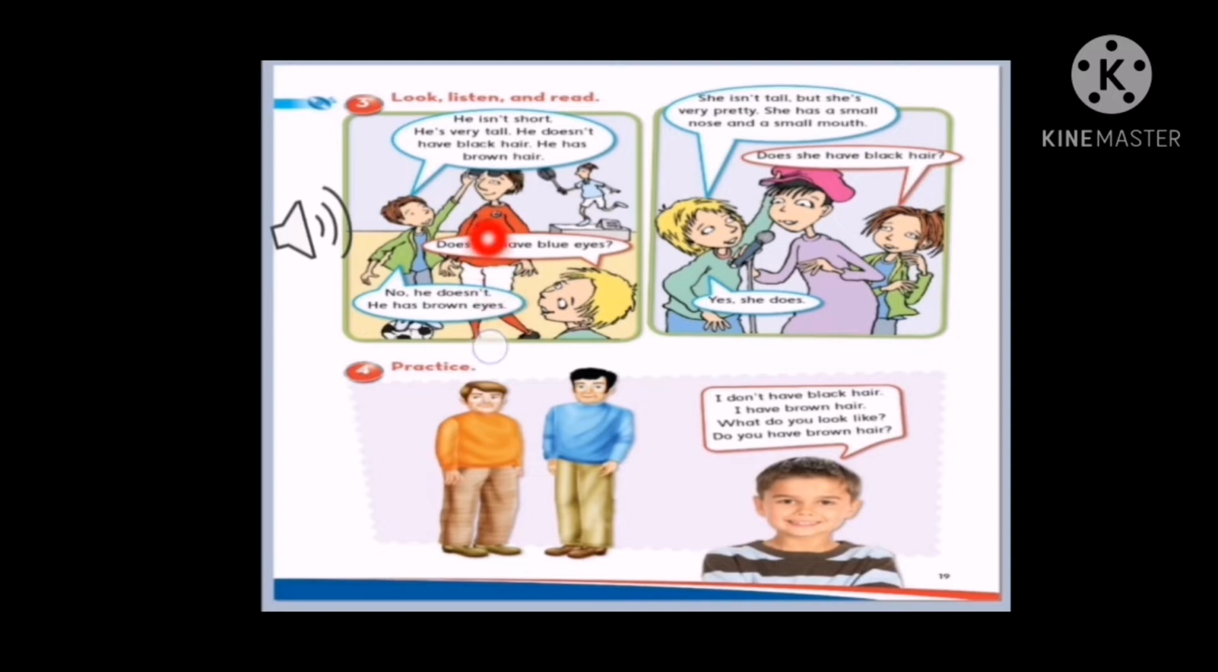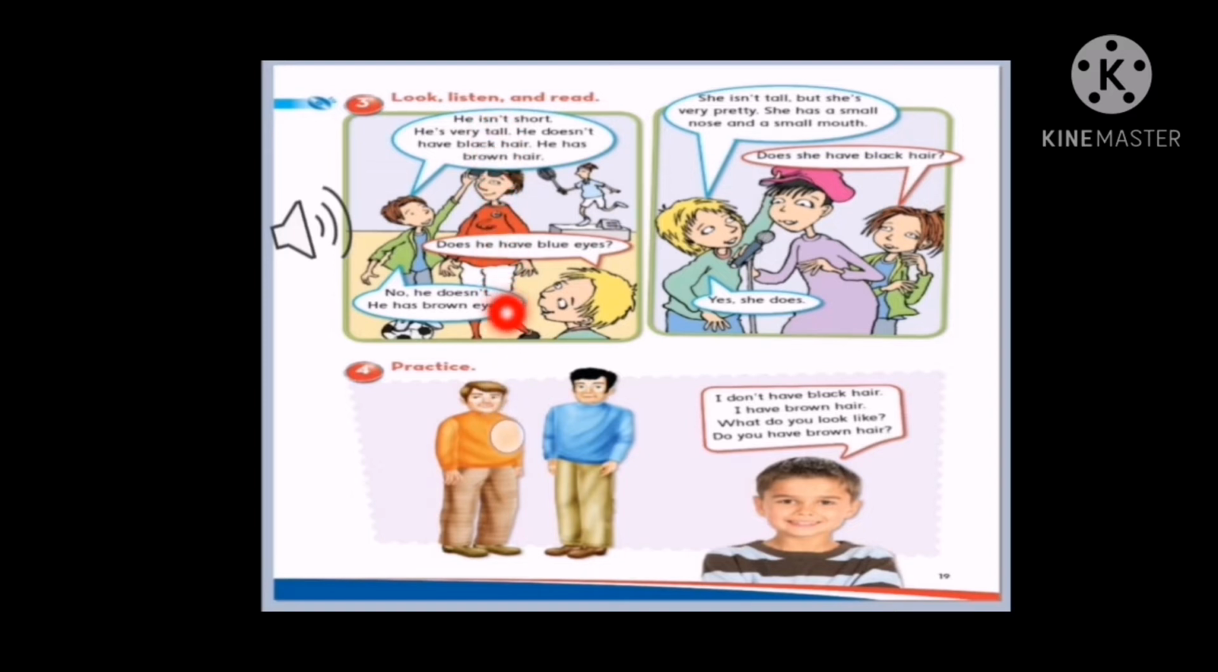I see a boy. I think he's a football player. Why? ليش أنا حكيت عنه football player? Because here we have a ball. So I think he's a football player. Now, what does he look like? This boy, what does he look like? He is tall.